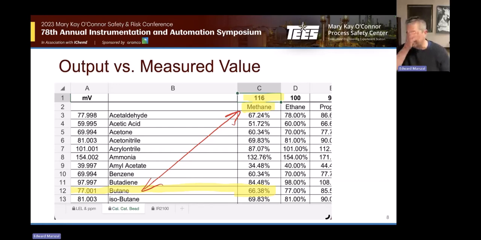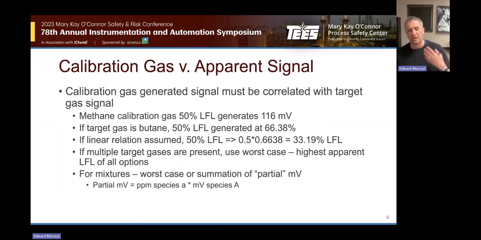What I would say is that my millivolt value is going to be 0.5 times 77.001 and also 0.5 times 81.003. Add those together to get what millivolt value should be generated by that mixture. So we're kind of using the concept of partial pressure, looking at each species and its mole fraction to generate a partial contribution, add all the partial contributions together to get a total contribution.